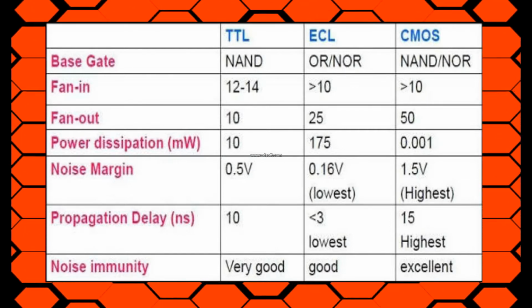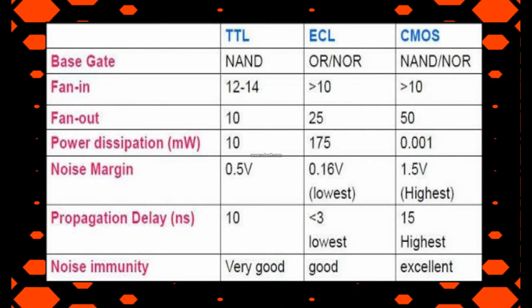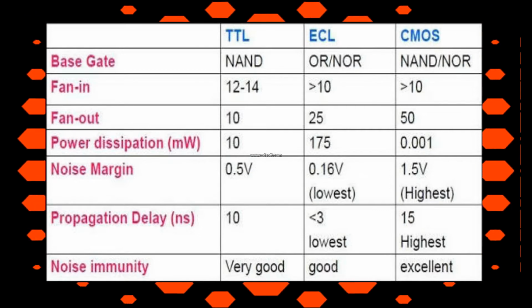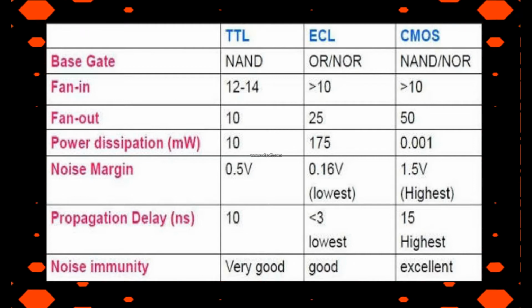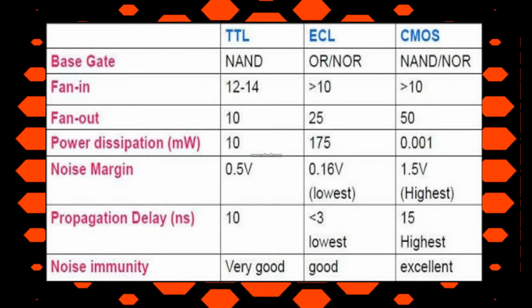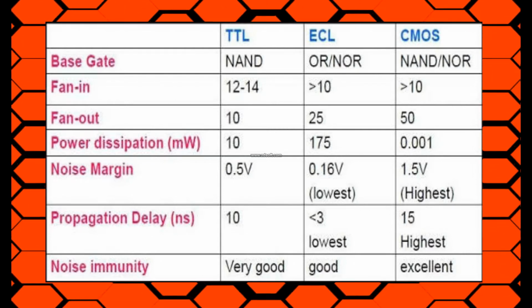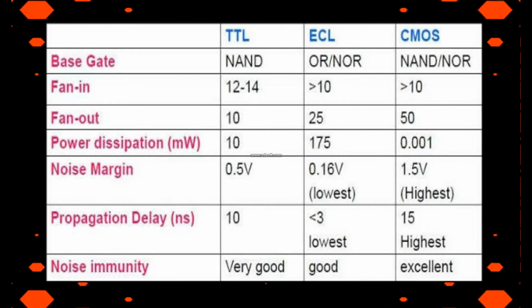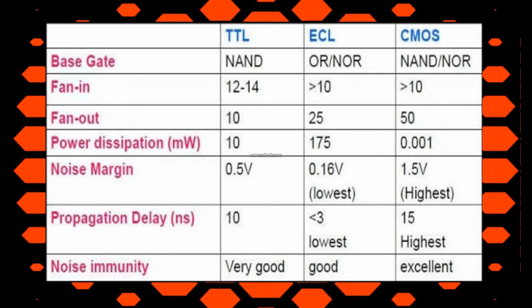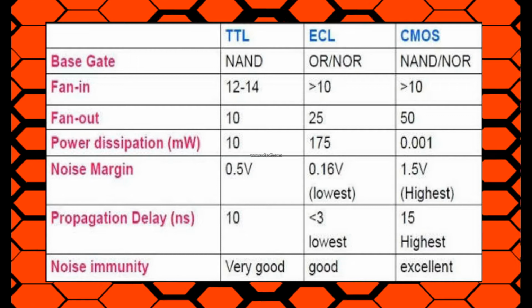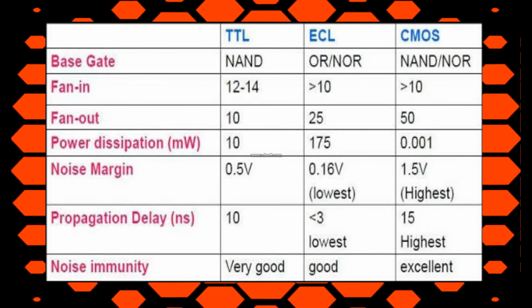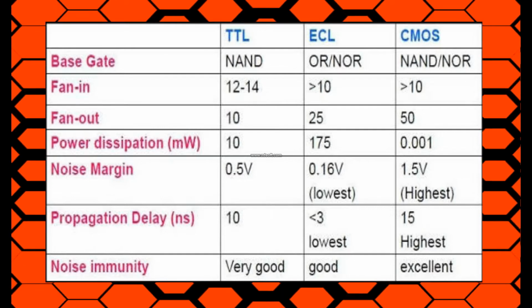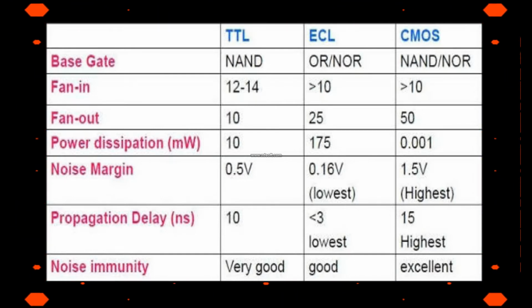The following features are shown for different types of logic families: for transistor logic, it's the NAND gate; for ECL, it's the OR/NOR gate; for CMOS, it's the NAND and NOR gate. For the fan-in property, TTL is 12 to 14, ECL is greater than 10, CMOS is greater than 10. For fan out, there are similar parameters.